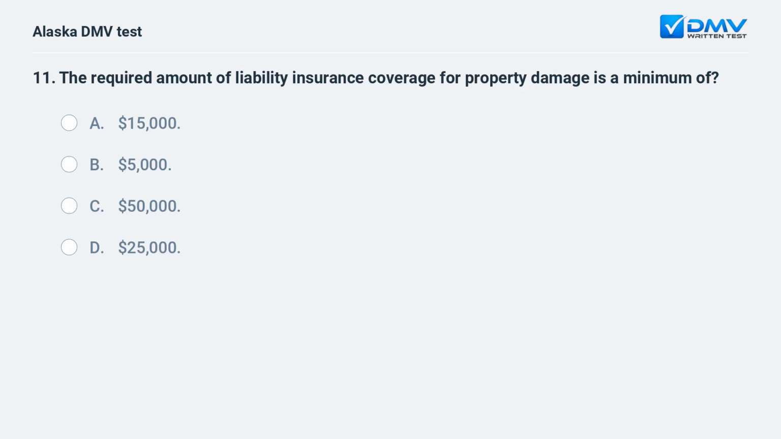The required amount of liability insurance coverage for property damage is a minimum of A. $15,000. B. $5,000. C. $50,000. D. $25,000.